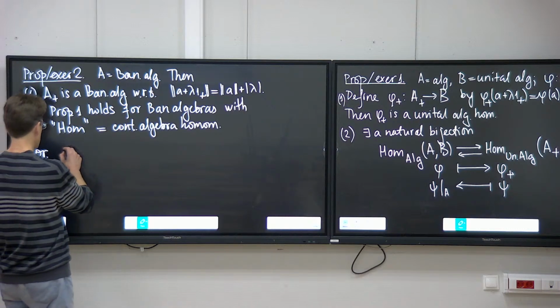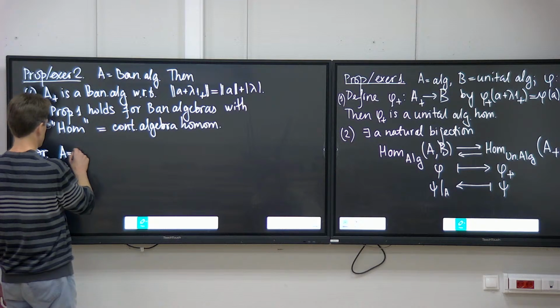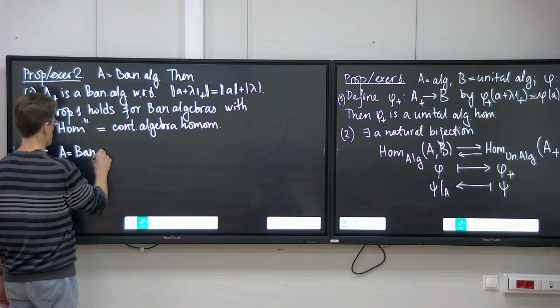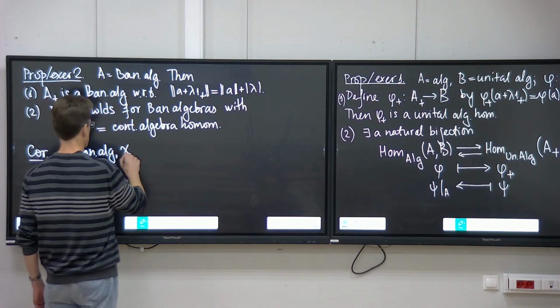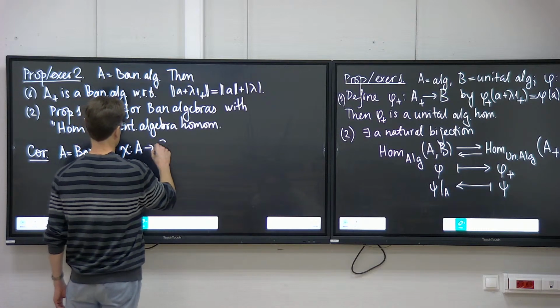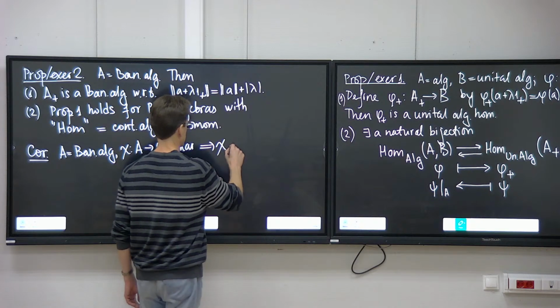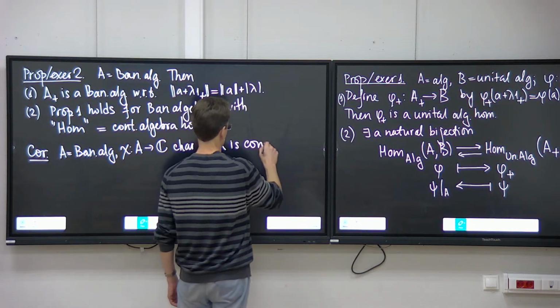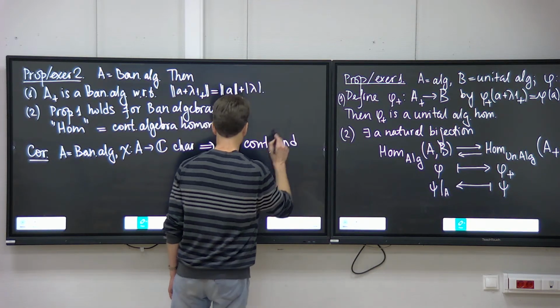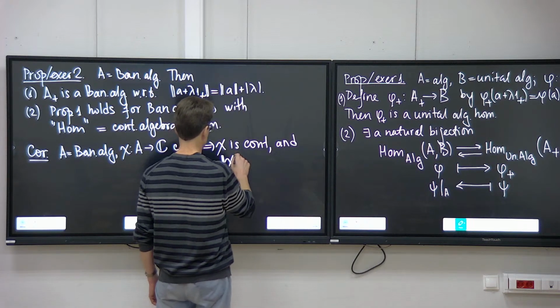If A is a Banach algebra, and chi is a character of A, then chi is automatically continuous, and the norm of chi is less than or equal to 1.